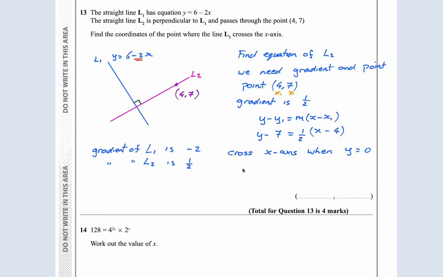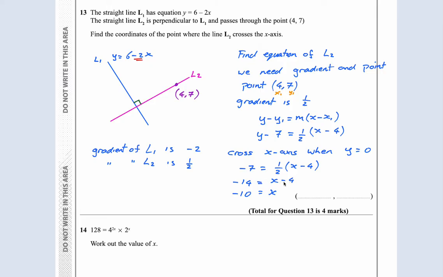So now I have 0 minus 7, or just minus 7, equals a half x minus 4. Now I need to basically find x. So I'm going to multiply by 2, which gives me negative 14 equals x minus 4. Let's just multiply both sides by 2. 7 times 2 is 14, and it disappears from here because 2 times a half is 1. And then I'm going to add 4 here, so x is equal to minus 14 plus 4, which is minus 10.